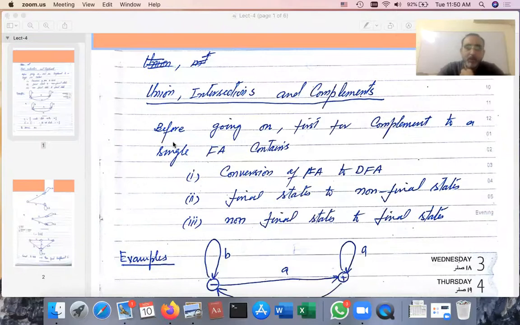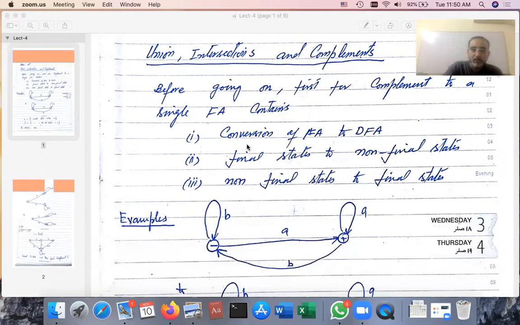Let's start with this new topic of union, intersection, and complements of FAs. But before we discuss union and intersection, first we want to discuss something about the complements of FAs. And if we want to apply the complement operation over a single FA, keep this in your mind: over a single FA, the first step is that you have to convert your FA into DFA.